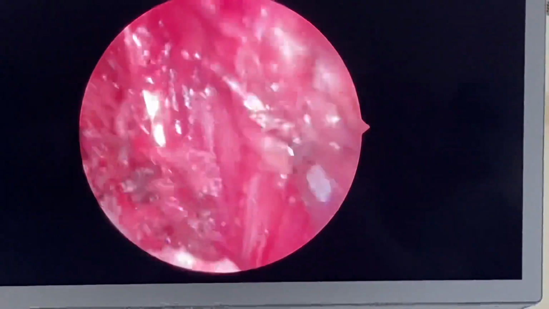These are the fibers of the medial pterygoid muscle running vertically, whereas here we have fibers of the lateral pterygoid which are running laterally.